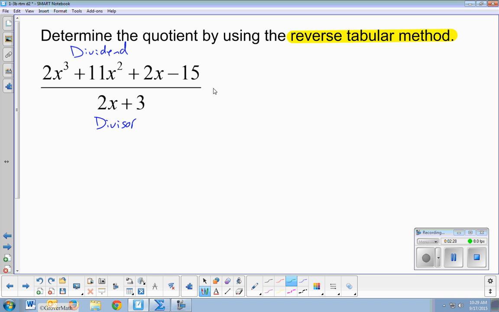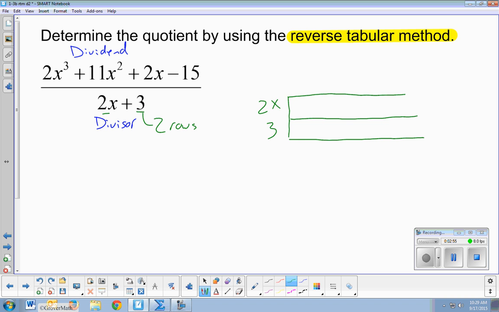All right, so the bottom tells us the number of rows. The number of terms in the divisor tells us how many rows. I see 2 terms in the divisor, so that means my table is going to have 2 rows. Those rows are going to be 2x and 3. That's how I'm going to set up my table: a row for things multiplied by 2x and a row for things multiplied by 3.